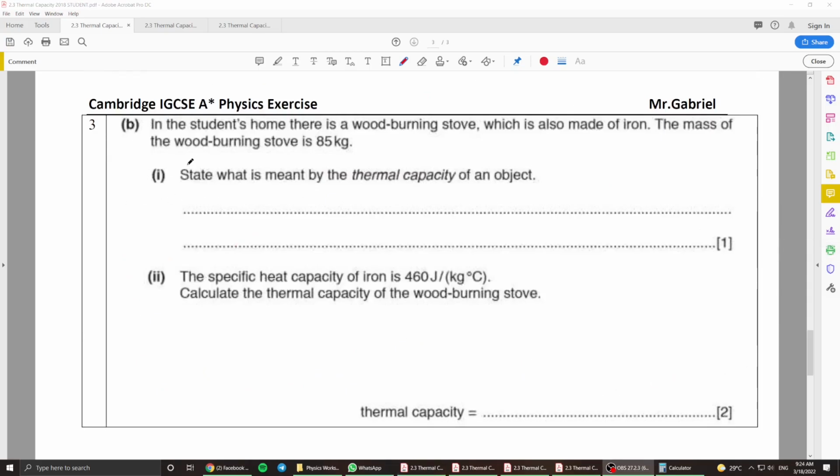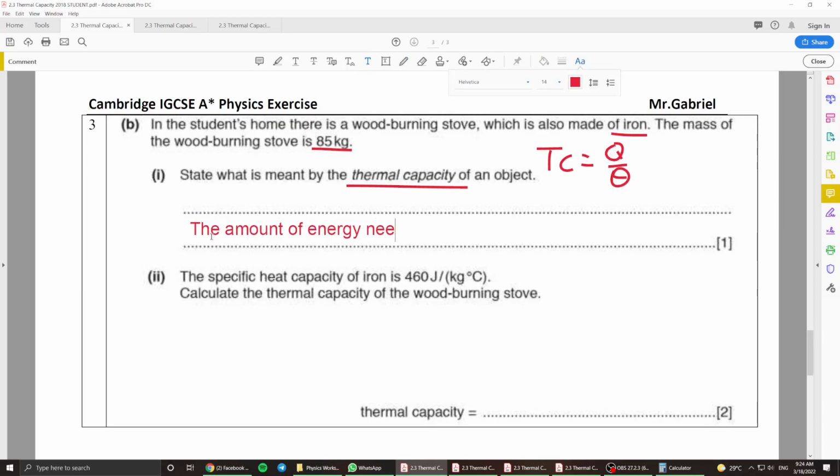Okay, and finally looking at the last question here. In the student's home, there is a wood burning stove which is made of iron. The mass of the wood burning stove is 85 kg. State what is meant by thermal capacity. Yet again, if they ask you anything that relates to the formula, thermal capacity is Q over θ. So your statement is going to be: the amount of energy needed to change the temperature of an object by 1 degree Celsius.